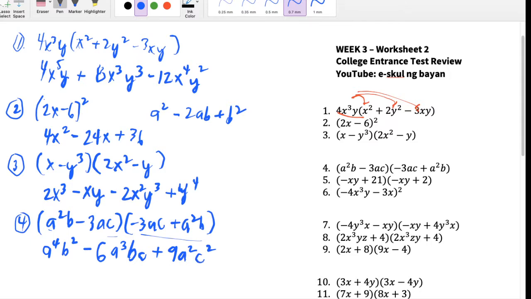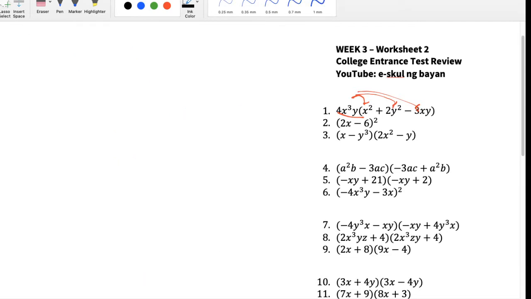Okay? Number 5. May questions ba? Mas madali kung familiar kayo kapag yung magiging sagot is perfect square trinomial. Pero pwede nyo pa rin gamitin yung FOIL method. Dapat same answer. Number 5. Negative xy plus 21 times negative xy plus 2. Okay, so FOIL method tayo dito.